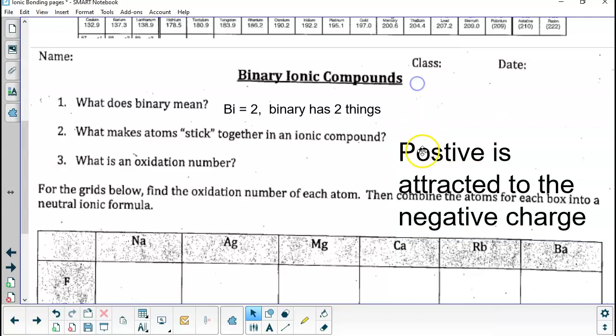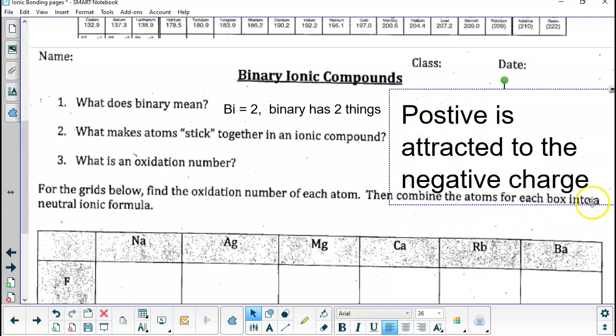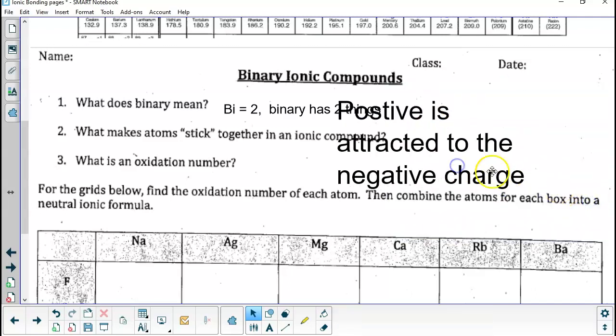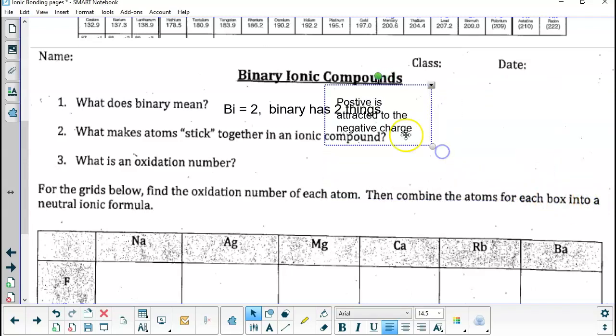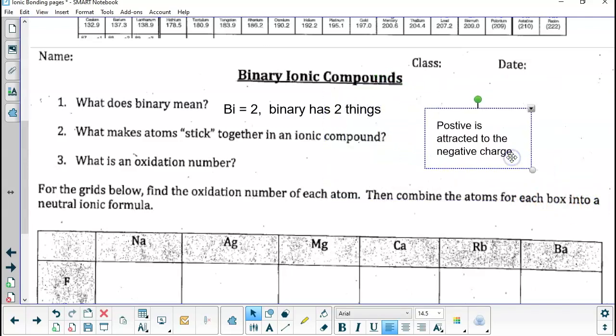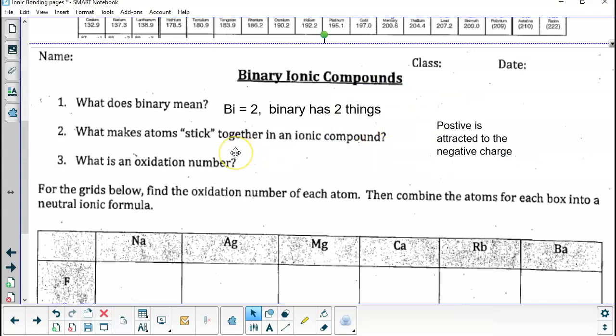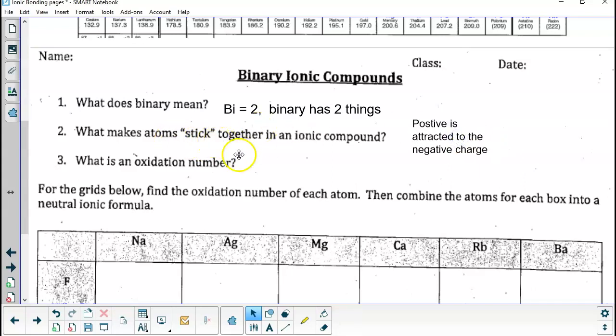When we put these together, there's always going to be one that has a positive charge and one that has a negative charge, and they will be attracted to each other. That's why the two atoms, or three or four, however many atoms we end up with, stick together: those positive and negative charges.